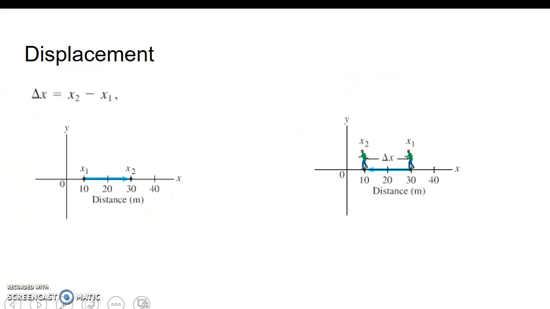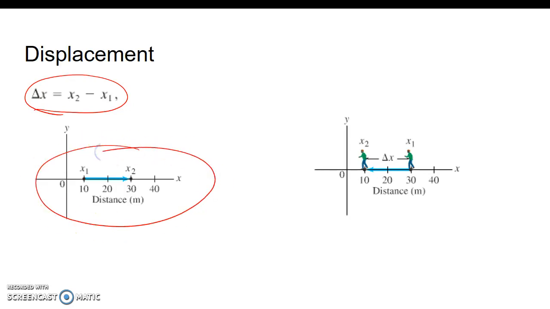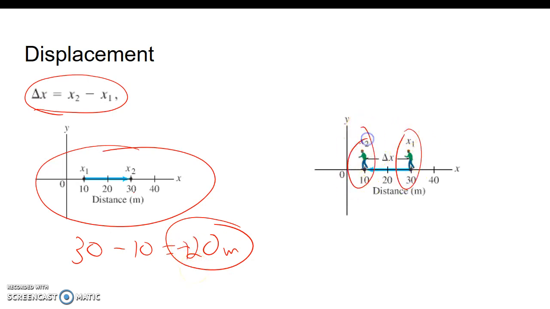So let's look at another situation here. We have displacement, meaning x2 minus x1, our final position minus initial position. So for this case here, our final position is 30. Our initial is 10. Our displacement is 20 meters. And it's positive. Here, we're starting here and finishing here.